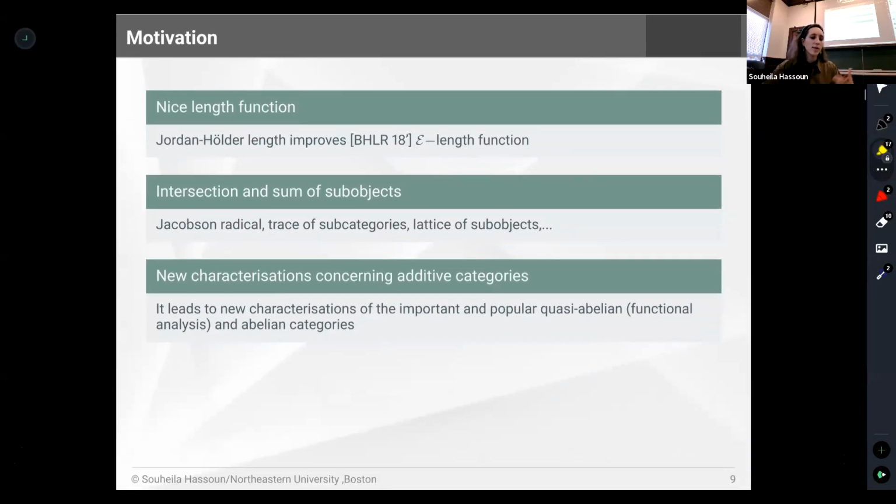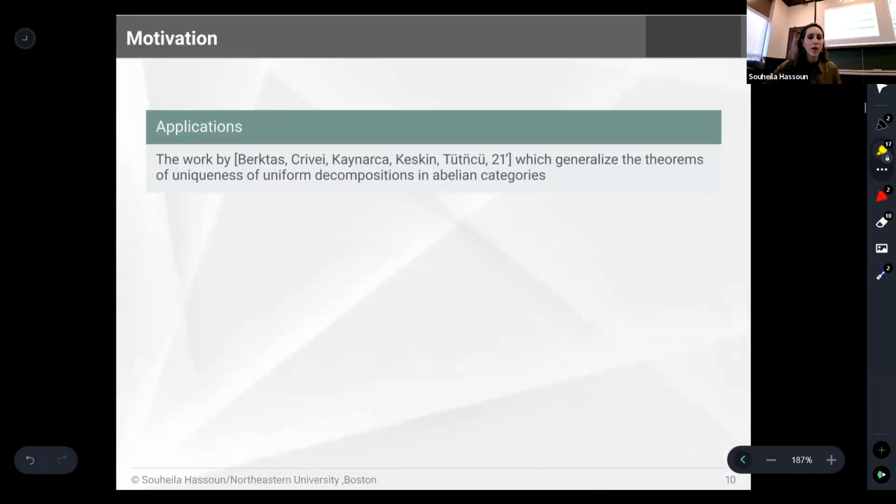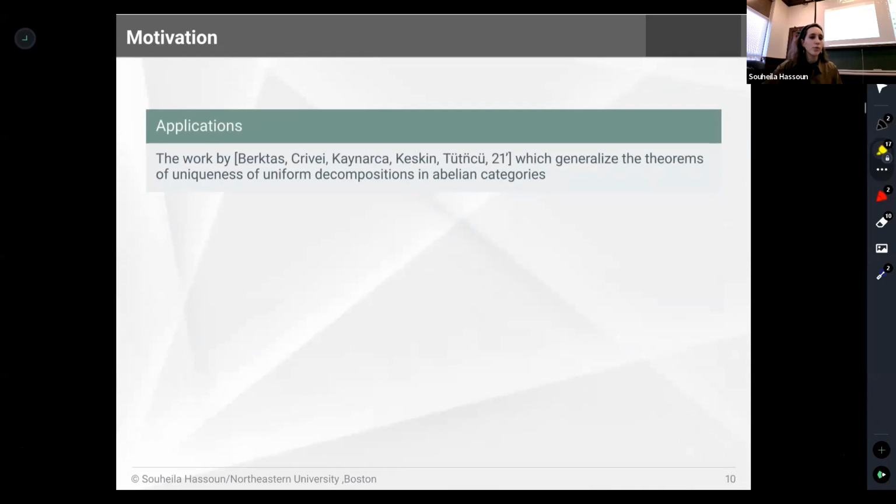And while studying these notions, we get some characterization of some additive categories. And since other people were working on the subject, we could also relate it to the Grothendieck group. So these were our motivations from a specific topic, studying the Jordan-Hölder property. But there are also other people who use the categories that we defined to prove other results, like the unique decomposition in abelian categories, which is a result due to Henrard-Krause. They generalized it to the exact setting.